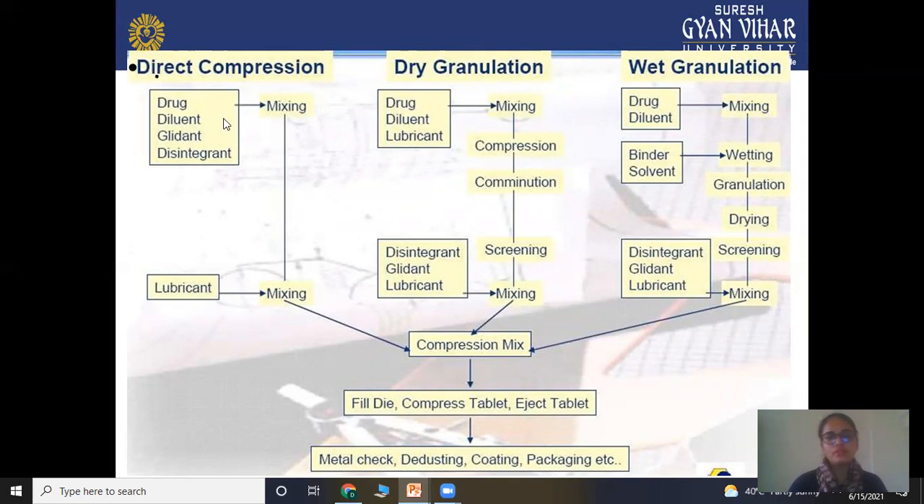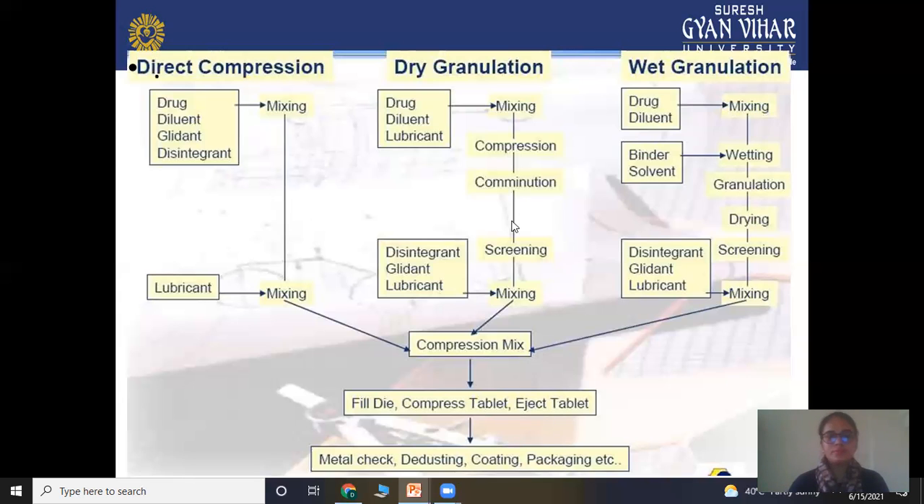Mainly in direct compression, you use diluent, drug, glidant, and disintegrant. You take all these ingredients and mix them together uniformly. After mixing, you add lubricant, mainly to improve the flow property of the powder. Then you compress the mixture with a tablet machine using die and punches, the tablet is ejected, and after this deduSting and coating take place.